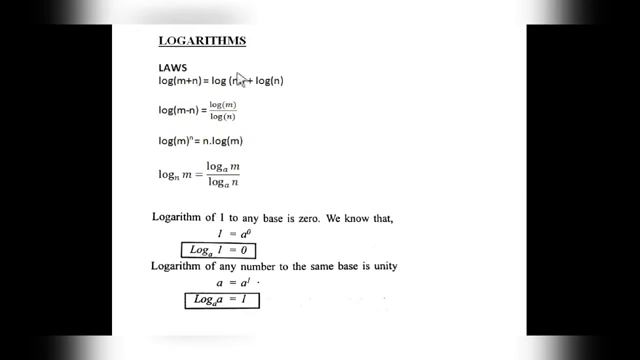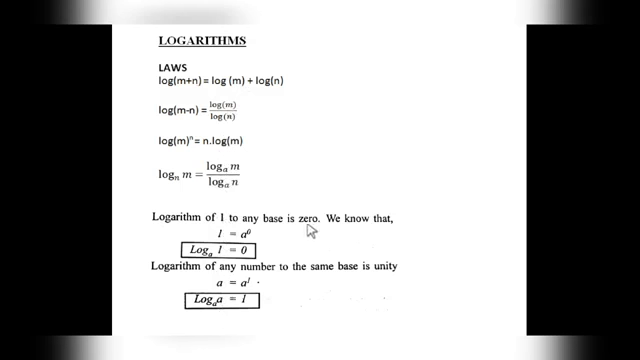Here we have laws of logarithms. Log of m plus n is equal to log m plus log n. Log of m minus n is equal to log m divided by log n. Log m raised to n is equal to n into log m. Log m to the base n is equal to log m to the base a divided by log n to the base a. These are the 4 laws of logarithms, and these 2 are the properties of logarithm.